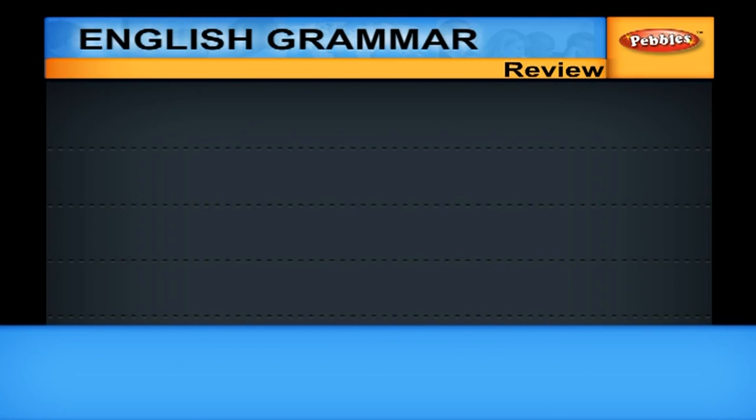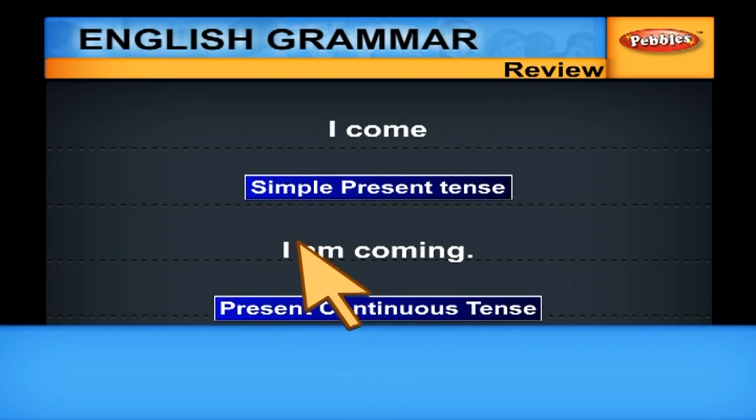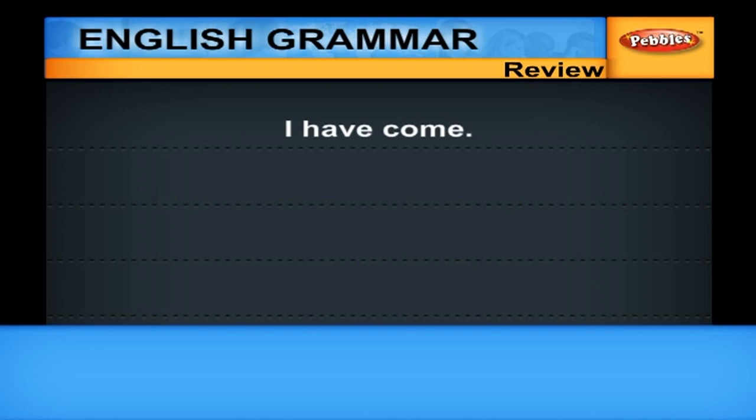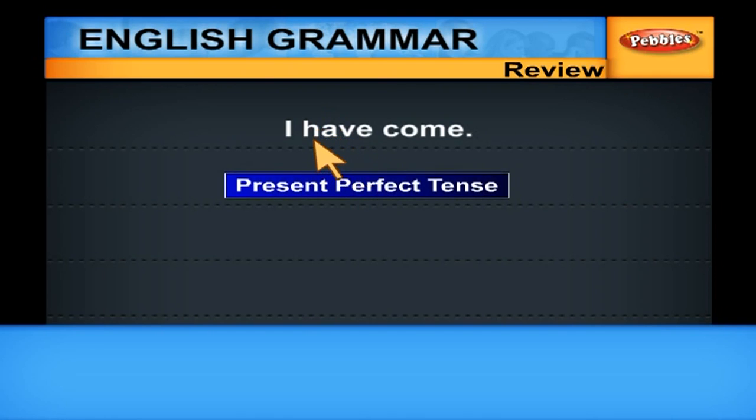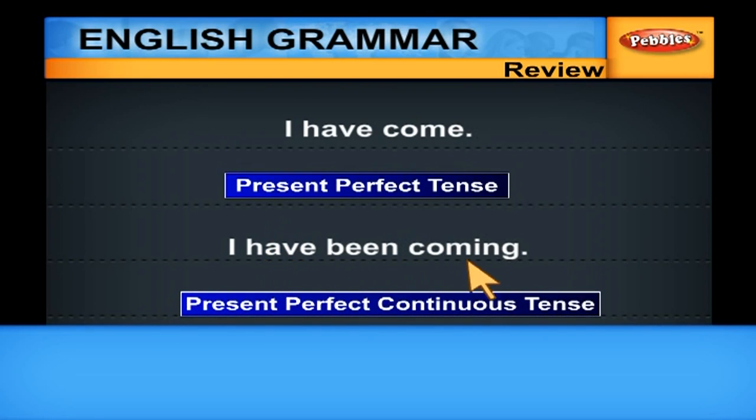Form the simple present tense. I come. It is in simple present tense, undoubtedly. Form the present continuous tense. I am coming. It is in present continuous tense. I have come. Present perfect tense. I have been coming. Present perfect continuous tense.